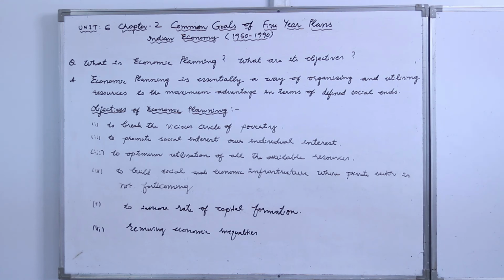And the last one, sixth point, removing economic inequalities, controlling economic fluctuations and other such reasons prompted our leaders to adopt the path of economic planning in India. So that is economic planning, its objectives, that's very important.